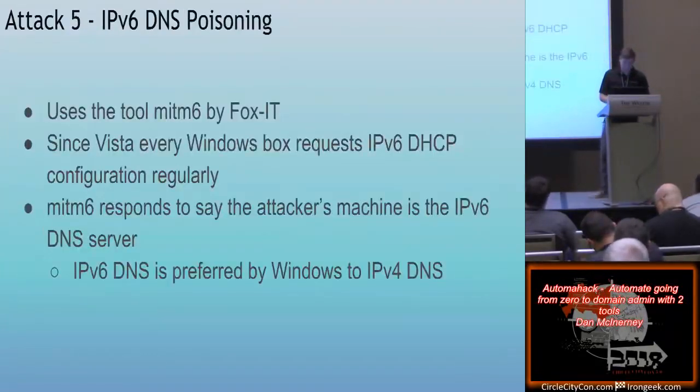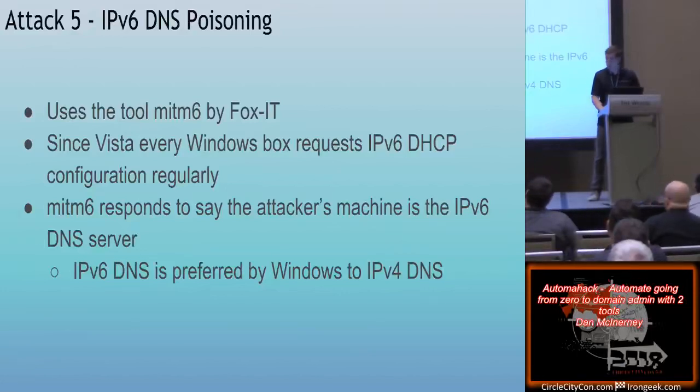Then it runs invoke power dump. So you get all the plain text credentials from memory, and you get all the NTLM hashes, which can be as good as a password, using invoke power dump. It's going to do all this in a hidden window and using an encoded PowerShell command.